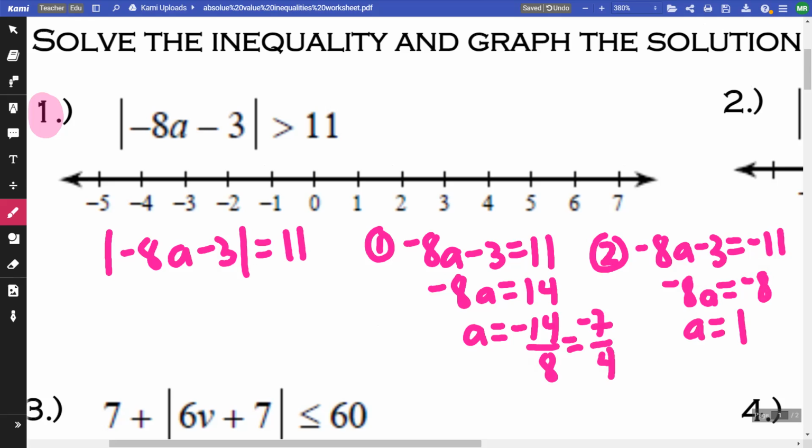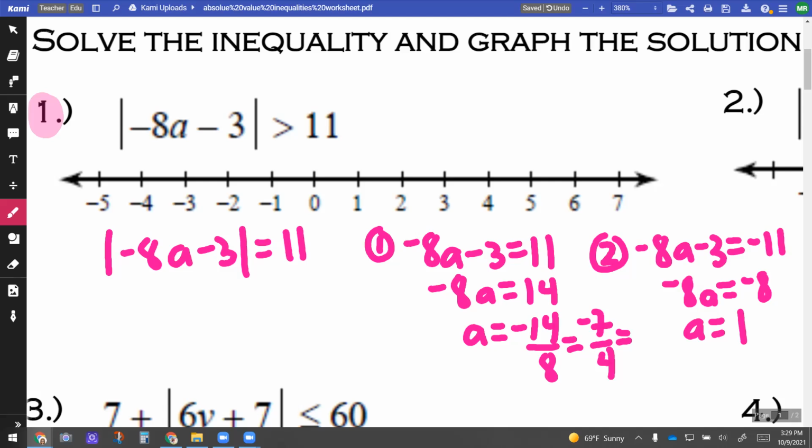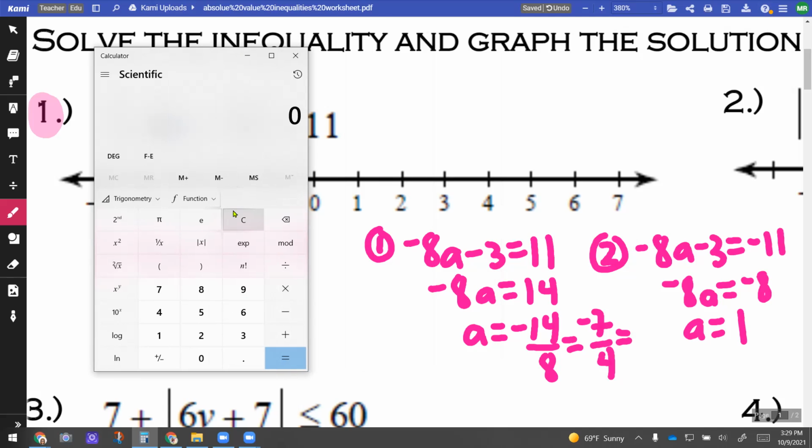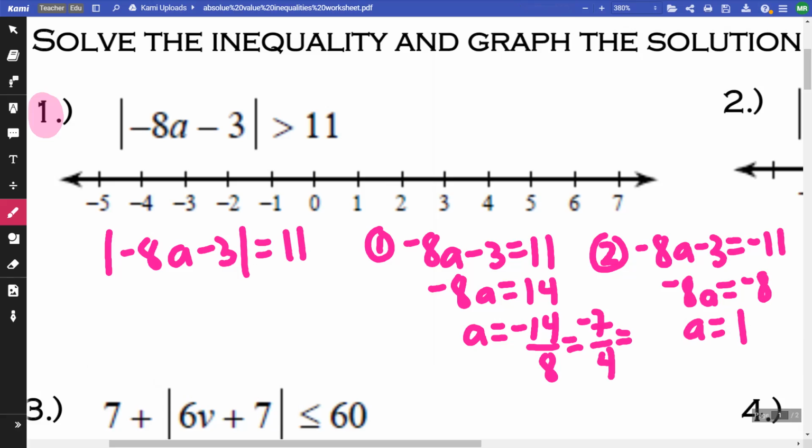And let me just change that so I can kind of figure out where it is on the graph. So negative 7 divided by 4. Normally I wouldn't have those numbers there, so you could just put it wherever, but since there's a number line there, let me just calculate this real quick just to get a sense of where it is. So 7 divided by 4 is 1.75. So it's really a negative 1.75 is where I am.